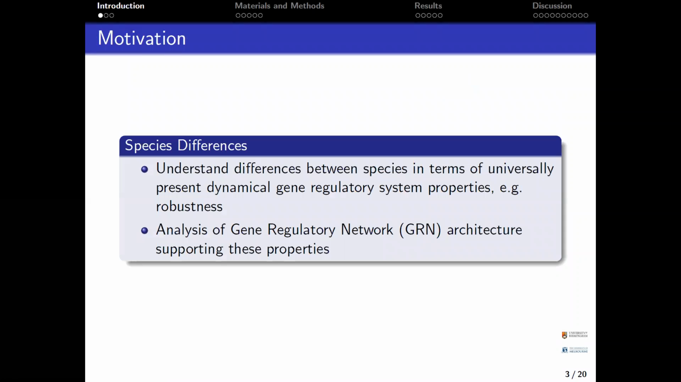So differences between species can exist at different levels. And our objective here is to understand differences between species in terms of some universally present dynamical gene regulatory system properties like robustness. And for that, we want to analyze the architecture of the gene regulatory network which supports these properties.